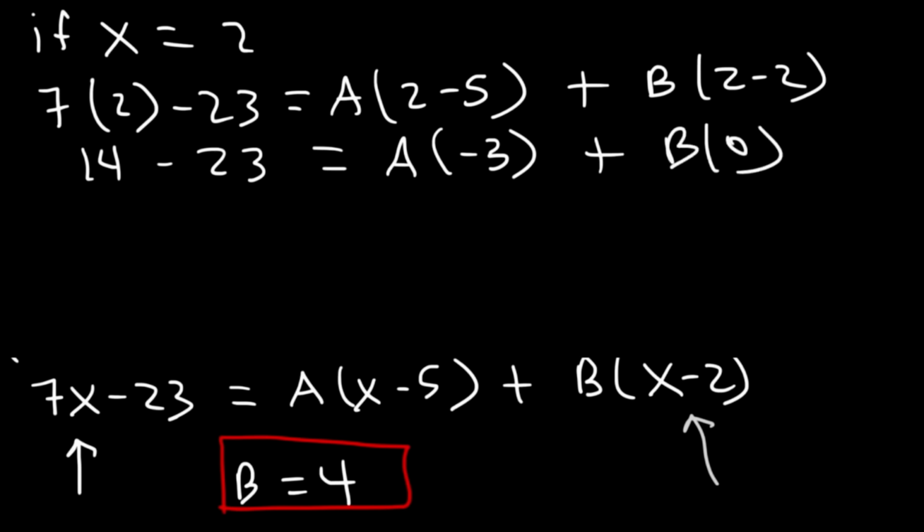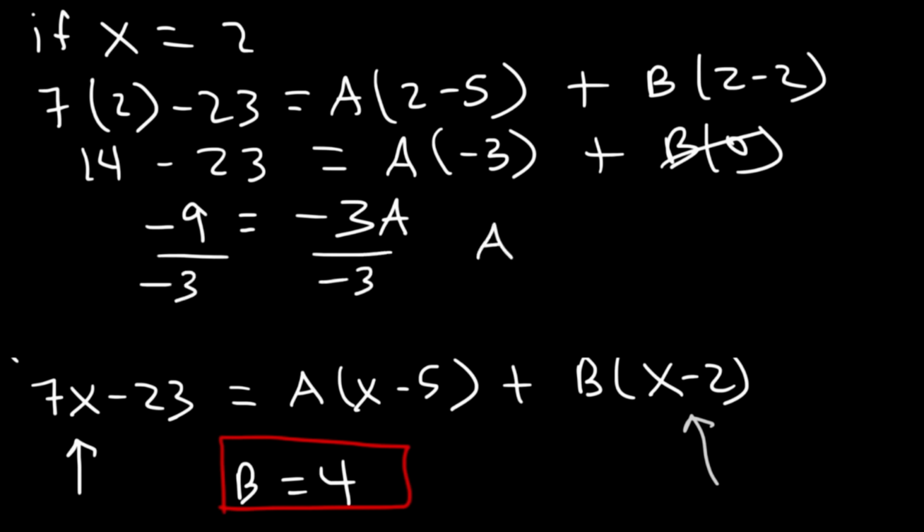Now 14 minus 23, that's negative 9, and that's equal to negative 3a. b times 0 is 0, so that disappears. And now let's divide both sides by negative 3. So negative 9 divided by negative 3 is 3. And so that's the value for a.